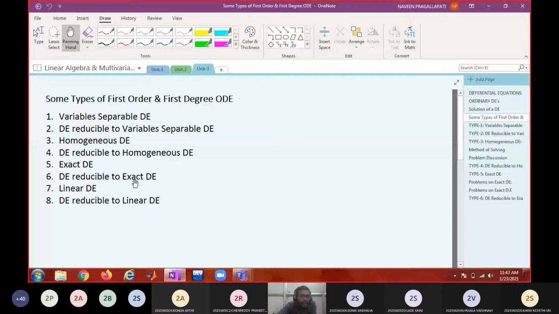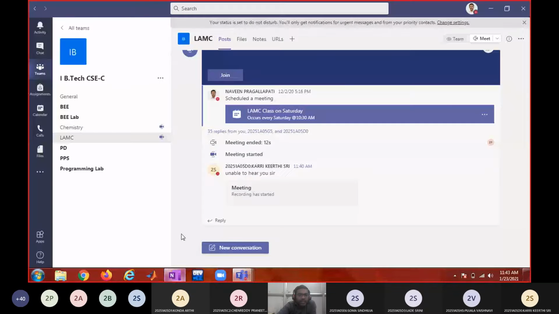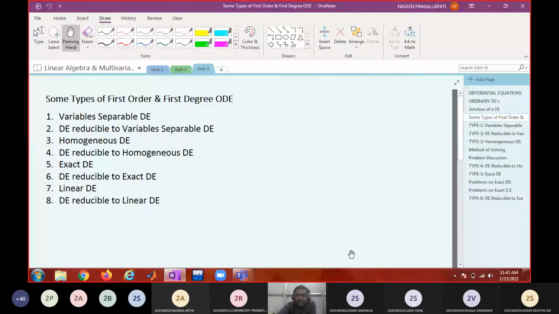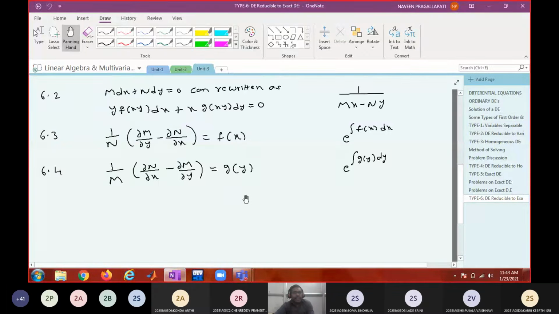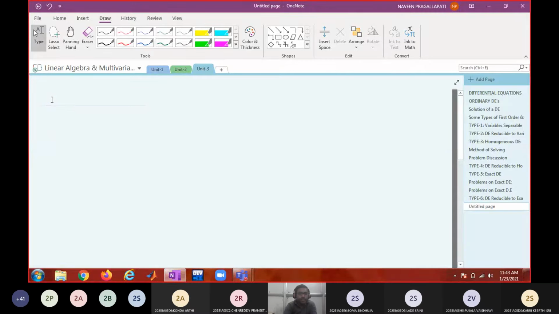Okay, so I'm going to consider linear differential equations today. Problems on DE reducible to exact differential equations we'll do after completion of the syllabus. So all of you put this heading: type 7, linear differential equation. Okay, so standard form.